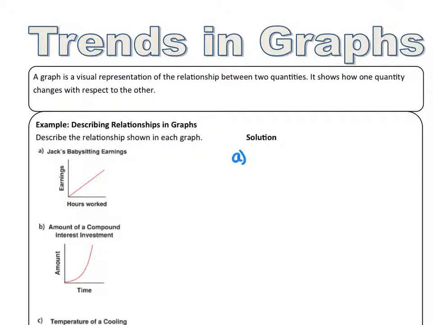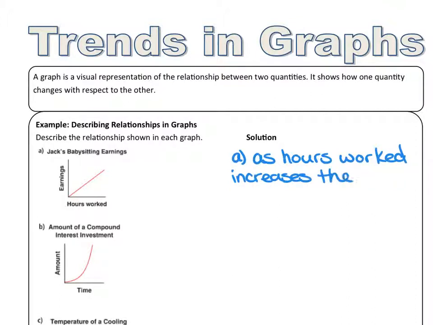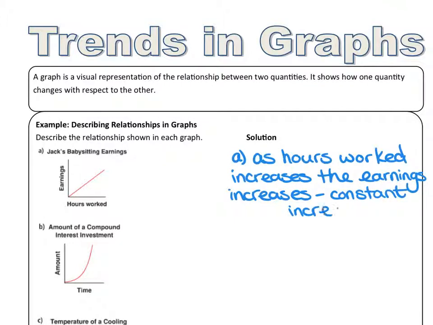So in this case, as the hours worked increases, the earnings increase. Now you can also talk about how it increases. If you'll notice in this one, since it's a straight line, it's a constant increase. As in, it increases by the same amount all the time. That's why we get that nice line.